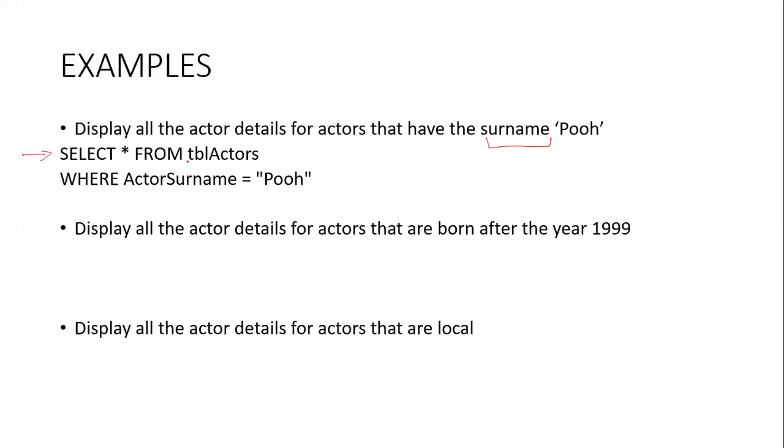What's our restriction? Here, the restriction is on the surname. So the field there is actor surname. And what value are we looking for? If the value equals Pooh. So we look, that will now generate Winnie the Pooh.